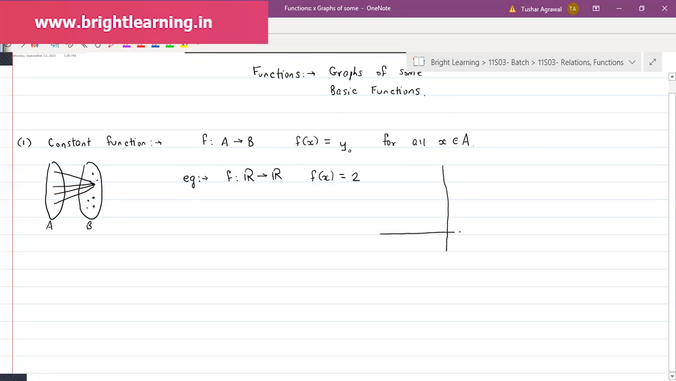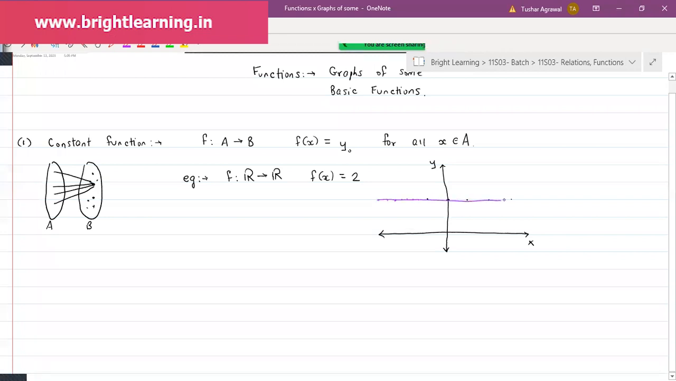The graph of this real valued constant function looks like, so the x-axis is the domain axis, the y-axis is the image axis. Now for x equal to 0, my image is 2. For x equal to 1, my image is 2. For x equal to 2, my image is 2. For x equal to 3, my image is 2. X equal to -1, the image is 2. X equal to -2, the image is 2. So whatever x you take, each and every time the image is 2.